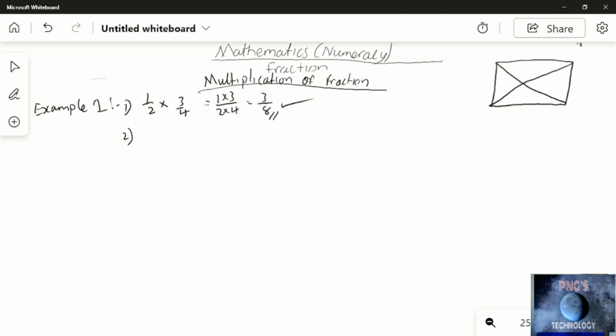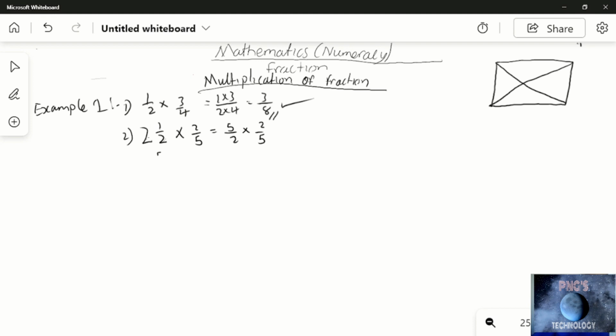We have 2 whole number 1/2 times 2/5. This mixed fraction, you're going to change it to an improper fraction, that is 2 times 2 plus 1. 2 times 2 is 4, plus 1 is 5. That is 5 over the denominator 2, times 2/5. So 5 can divide 5, 2 can divide 2. As I said, diagonals divide each other.